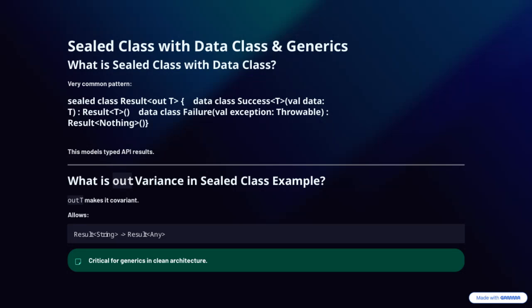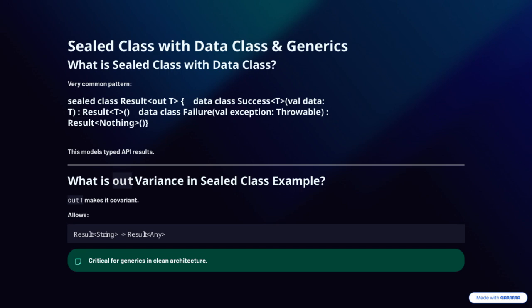Alright, so when we're working with generics in clean architecture, making our results flexible and type-safe is really important. That's where converting Result<String> into Result<Any> comes into play. It allows us to handle different types more generically. Now, to support this flexibility, we use the out keyword in Kotlin, making T covariant. This means our result class can produce T values but not consume them, which maintains type safety.